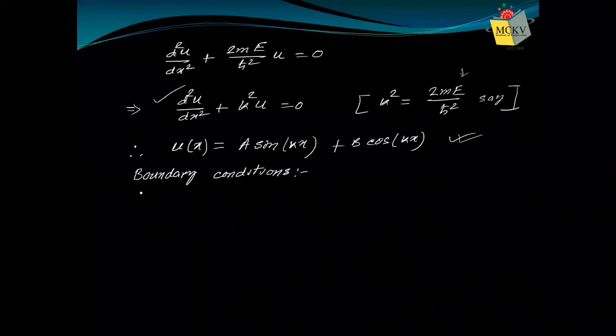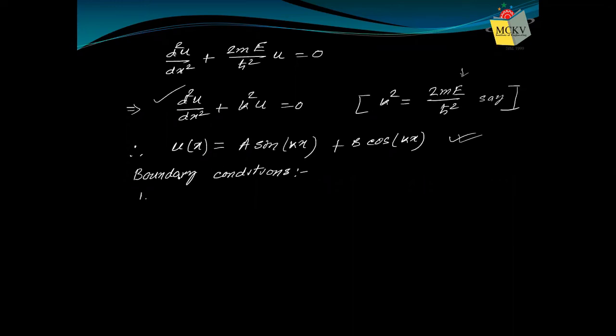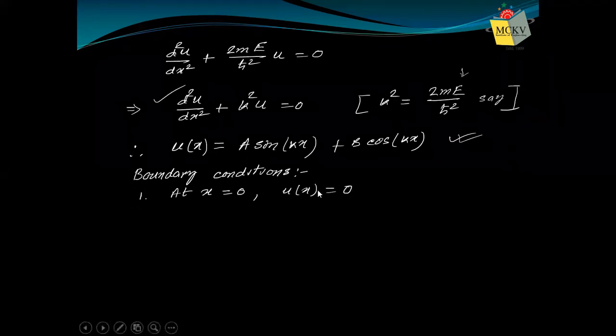So the first boundary condition tells us that at x equal to 0, the wave function is 0. Use it. Use this condition in your expression of u and check what would be the simplified form. Do it.